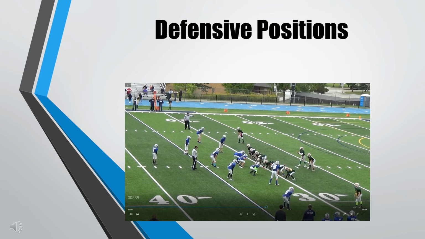The final person in the defensive secondary is the person who lines up the farthest away from the ball, and that individual is called the safety. The safety is primarily responsible for defending deep passing plays, but is also responsible for preventing long runs in the running game.